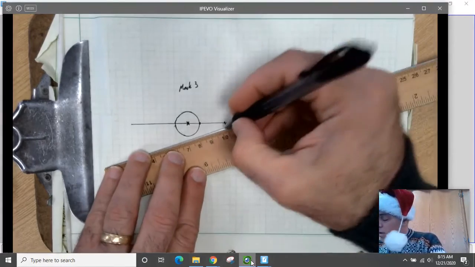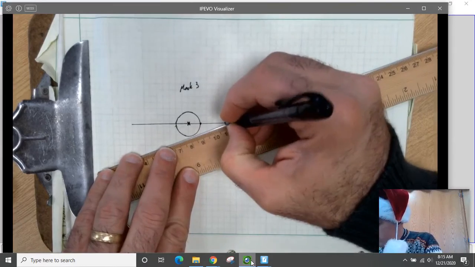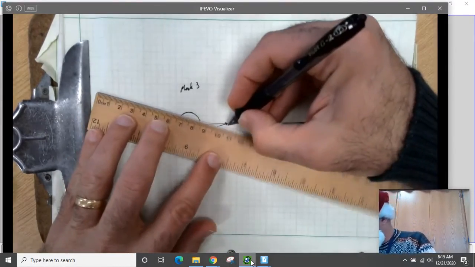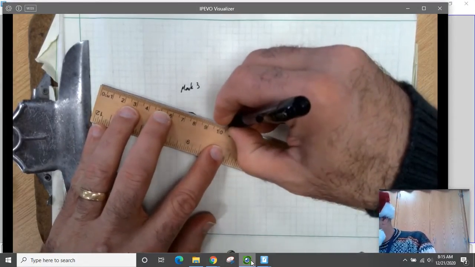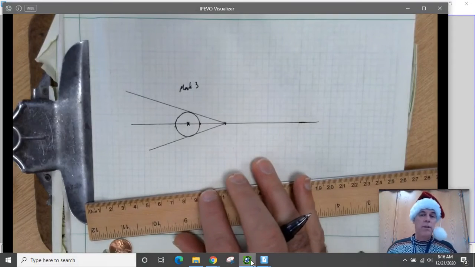And as you know, these shockwave diagrams come out to be straight lines from the nose of the plane to just touching that circle. So we'll do that, draw lines that are just touching the circle. There it is. That is a shockwave diagram for Mach 3.